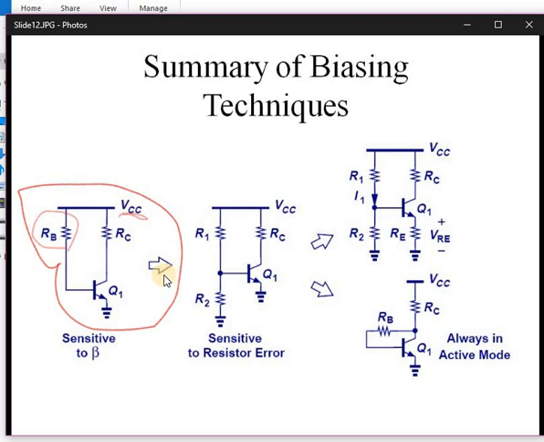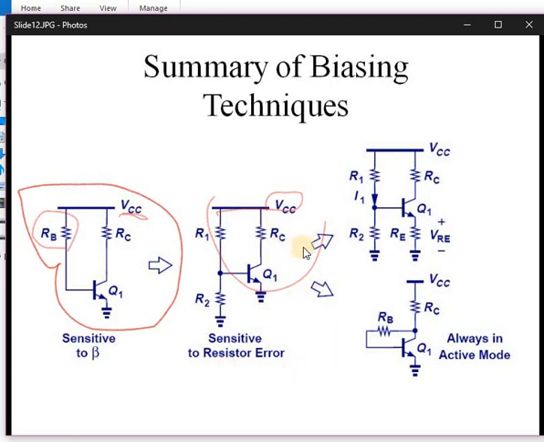Next, this fixed bias circuit is transformed into the fixed bias circuit with potential divider, where R1 and R2 provide the potential divider. This is also connected to one power supply, that is VCC, along with collector resistor RC. This circuit is also sensitive to resistor errors.